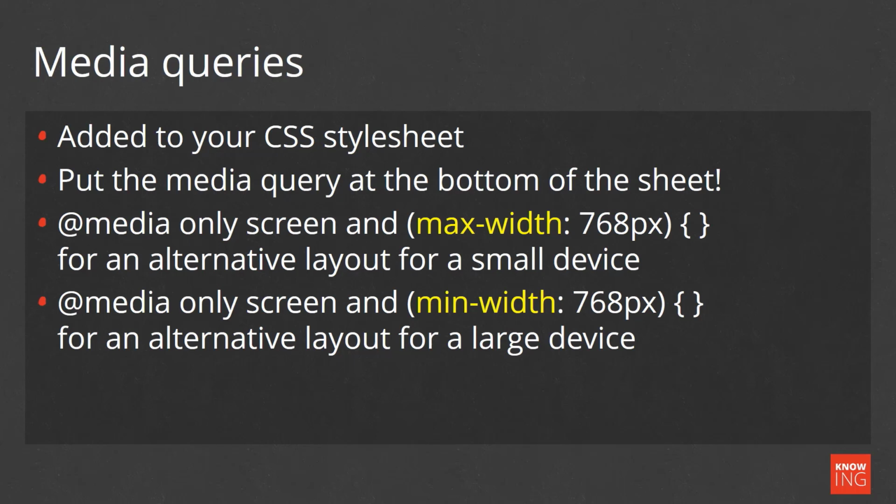The code itself looks like @media only screen and (max-width: 768px) if you're doing an alternative layout for a small device. If you're doing an alternative layout for a large device, it would be @media only screen and (min-width: 768px). So you see the difference between max-width if you're designing it for a small device, and min-width, so it's designing for the minimum width of 768 if you're changing the design for the larger device. And we'll break this up now to explain what each of these sections of the code mean.